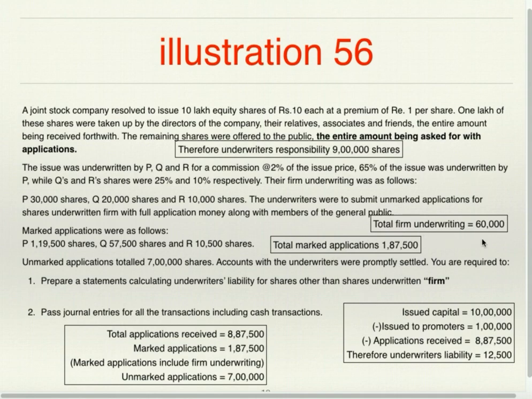If you see, total of the firm underwriting is 60,000. If you deduct 60,000 from here, you will get a negative figure. That is the reason why we have assumed here that marked applications include firm underwriting. Whatever they have given here, marked application against each and every underwriter, it includes firm underwriting. So you need not deduct firm underwriting separately. Otherwise, your answer will be wrong and you will get a negative balance.